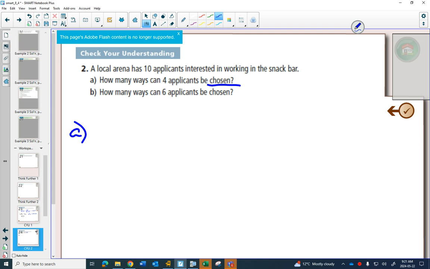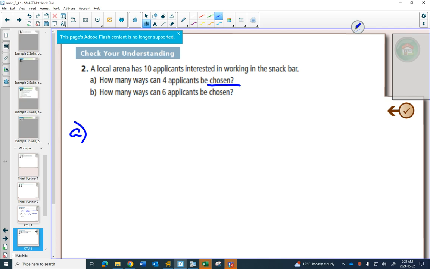No. They're going to hire 4 of them anyways. It doesn't matter if you get hired first, second, third, or fourth. If they were hiring for 4 different jobs, where one was cleaning up, one was working at the front desk, one's a manager, making different amounts of money, with different job satisfaction, then order matters. Then you would do your spaces, and you would go 10, 9, 8, 7.